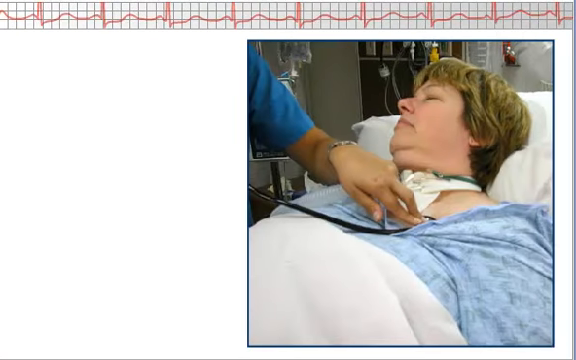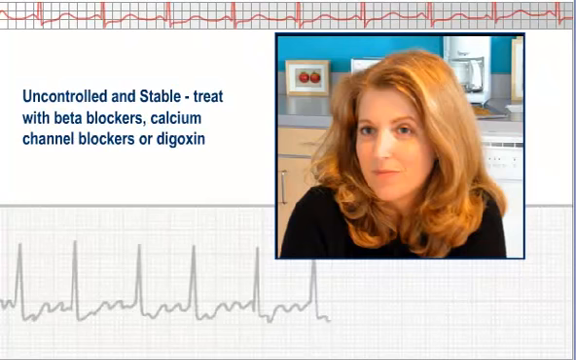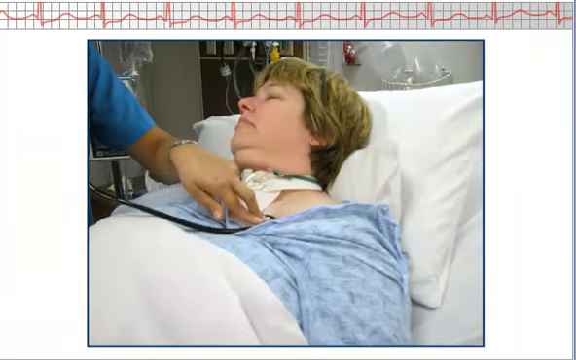If the ventricular response is controlled, treat with anticoagulants and antiarrhythmics. If the ventricular response is uncontrolled and the patient is stable, treat with beta blockers, calcium channel blockers, or digoxin to slow the ventricular rate. If the patient is unstable, go immediately to cardioversion. Be aware that this may be a chronic condition for some patients and is well tolerated.